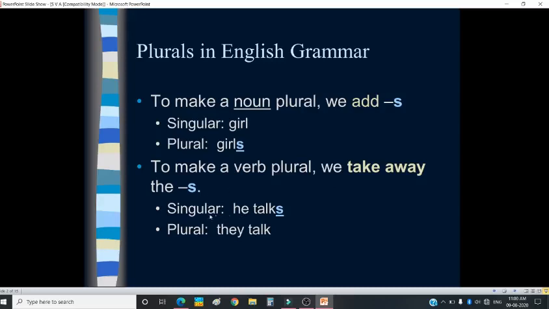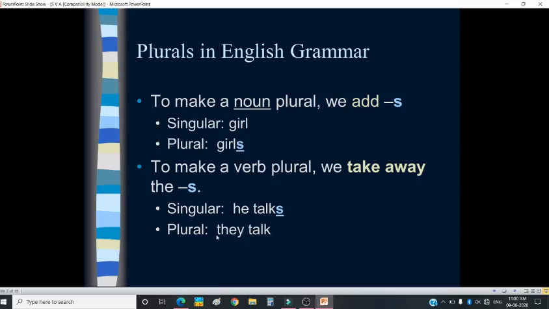You see, to make a verb plural, we take away the s. In singular, he talks. So, in order to make an agreement, we have to add s with the verb, and that is in the case of a singular subject. Here the he is a singular subject, so with the verb we are adding s. You should always keep in your mind that if the subject is singular, we always have to add an s with the verb. This is the form of simple present.